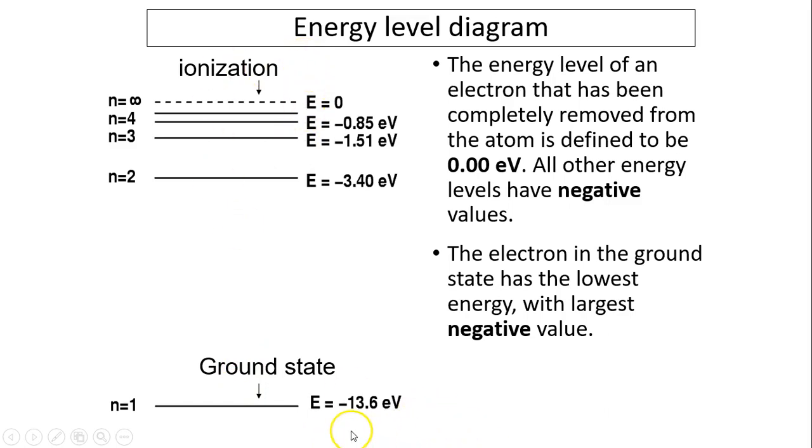For an electron in the ground state to escape, it would need positive 13.6 electron volts to become 0. If the electron is at the n equals 2 level, it would need positive 3.40 in order to escape. The energy level of an electron that has been completely removed from the atom is defined as 0 electron volts. All other levels are negative. An electron in the ground state has the lowest energy, with the largest negative value. So ground state means lowest possible energy.